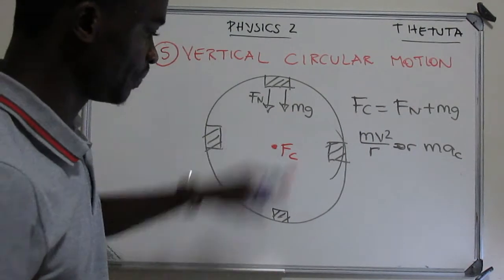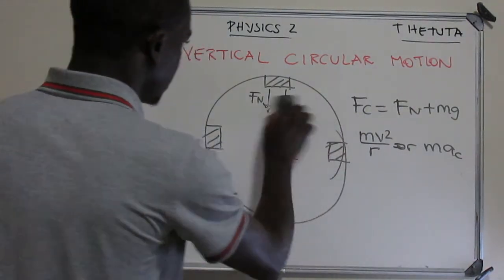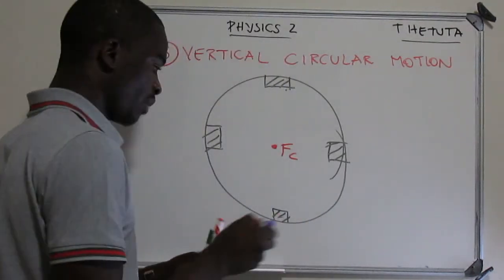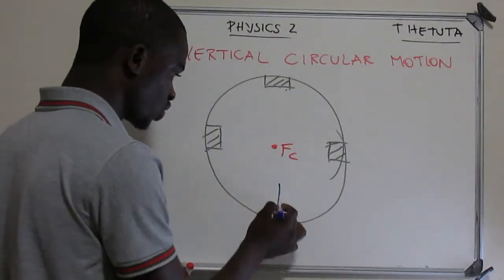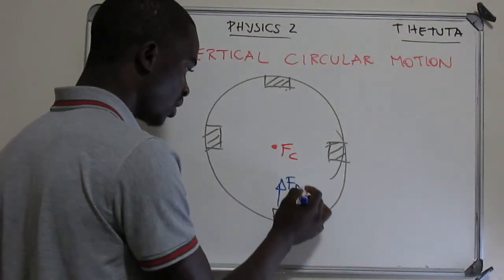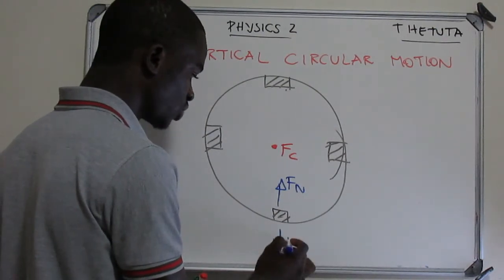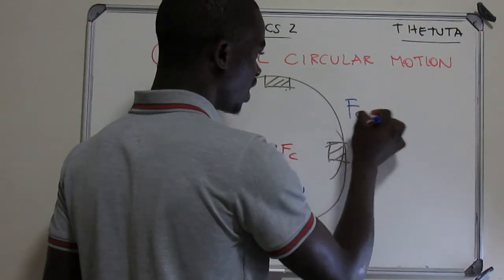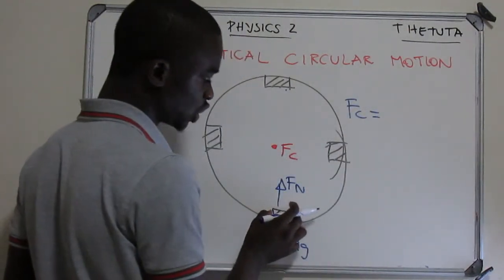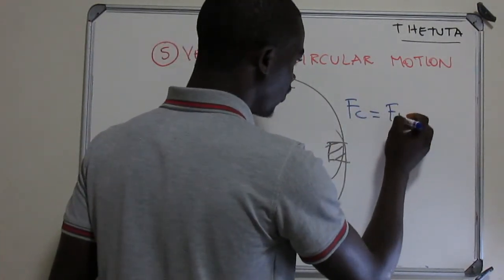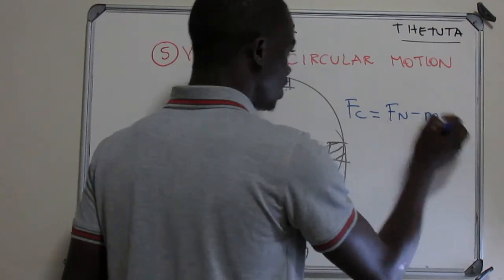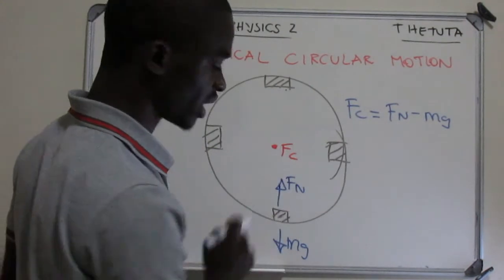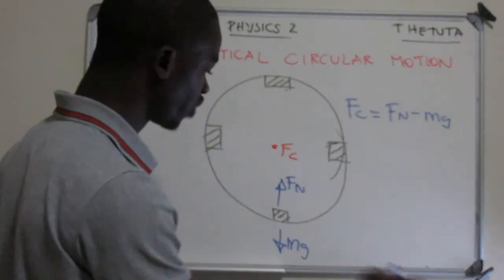That is the first case. The second case is if it's stated at the bottom. At the bottom, what we're going to observe is that the net force will go up, and the weight will go down like this. Therefore, our centripetal force, when an object is at the bottom, will be given by the net force minus mg. Can you see? It's all about identifying where the object is. Once you identify where the object is, you can solve the problem anyway.